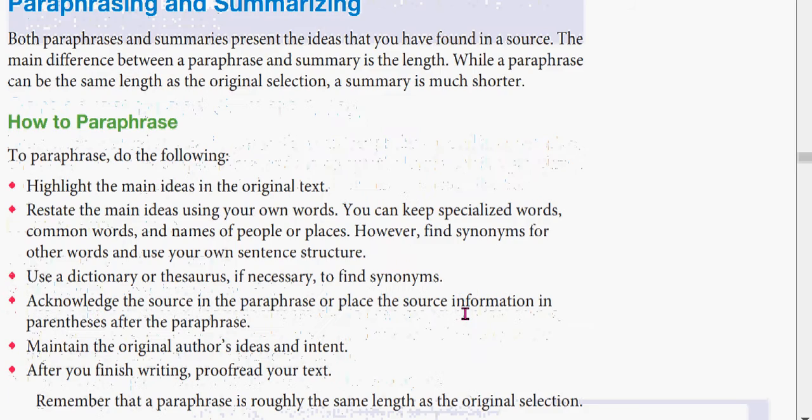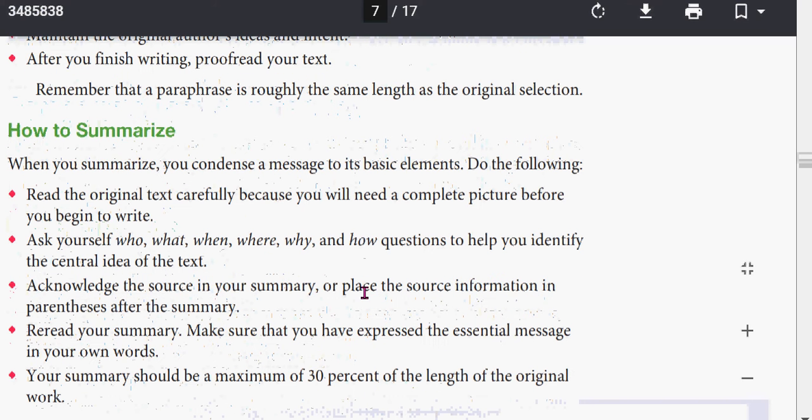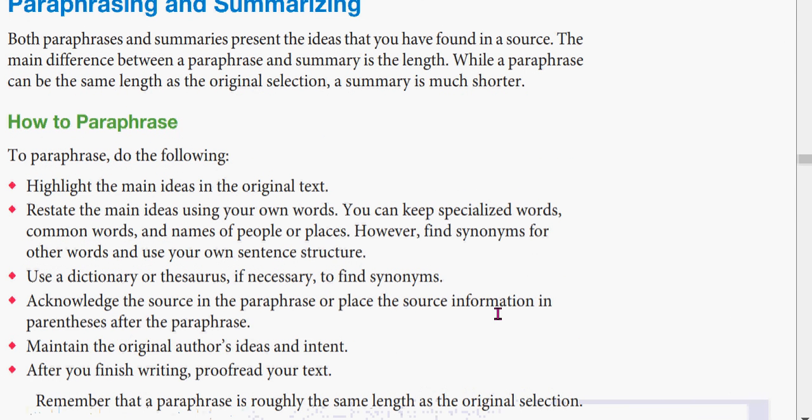Paraphrasing and summarizing, how to do it. We've practiced summarizing already on the Gen X article. Paraphrasing, you really need to rebuild the sentence in a way. It's not really enough just to change a few vocabulary words and put in some words with the same meaning. It really needs to be your own words.